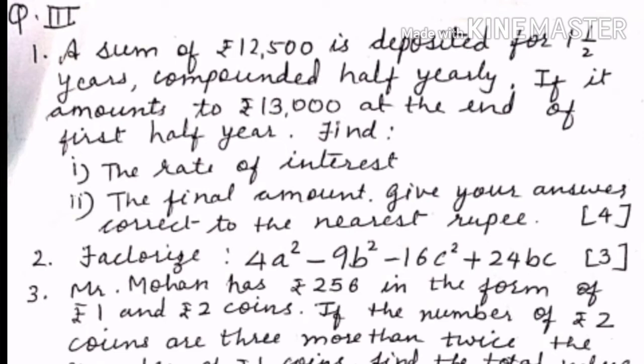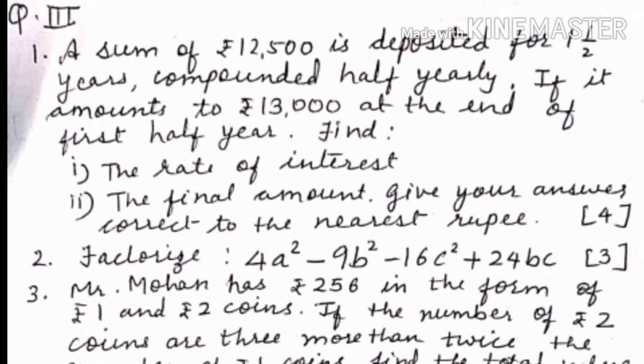Then the second is the final amount. Give your answer correct to the nearest rupees, means you will get your answer in points, and then you have to round it off and remove the decimal point to give your answer nearest rupee. So amount you have to find after 3 half years. So after that you have to either use formula method or stepwise, whichever you like, and you can solve to get your amount.